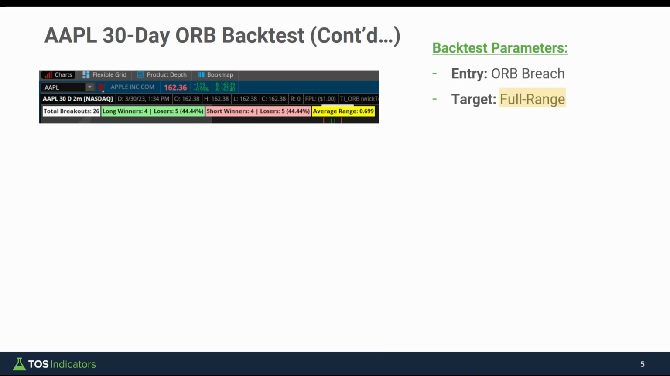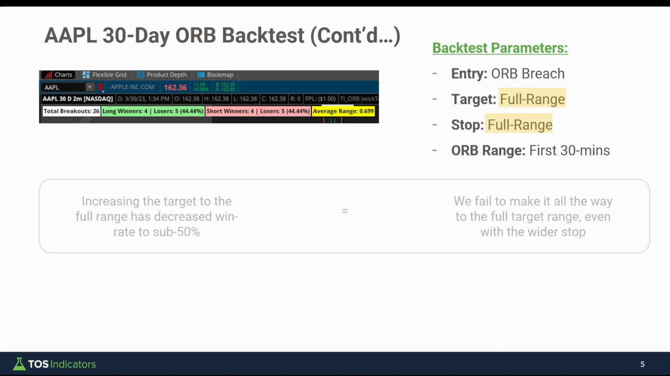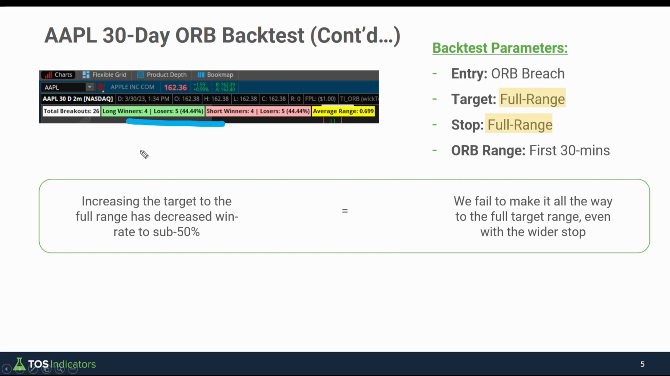where now we've changed our target to be a full range target, we have the same stop of a full range stop, so now we're going for the full length on both sides, and the same 30-minute opening range breakout range. We can now take a look at the statistics here and see that this drops back down to more or less 44%, which is sub 50%.